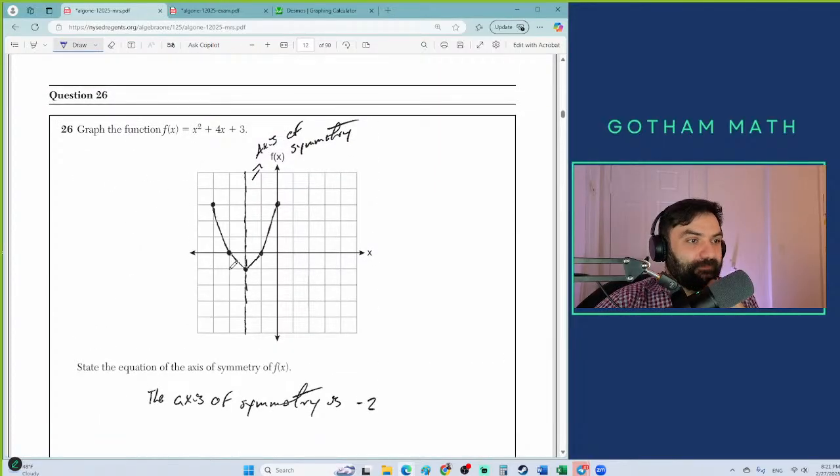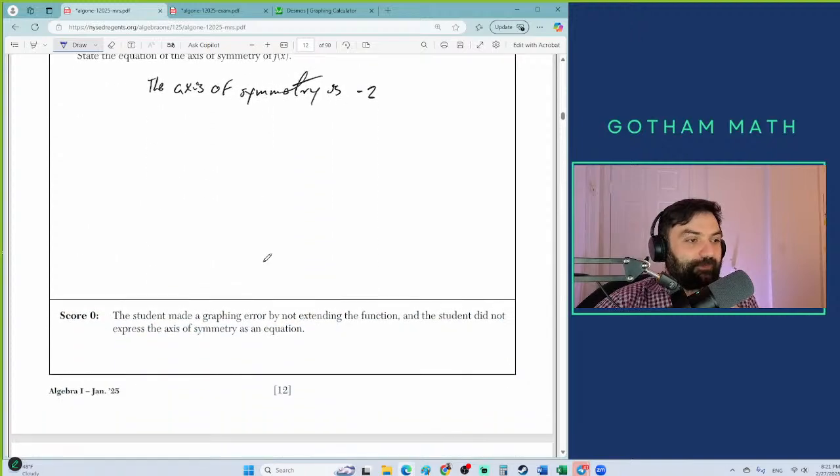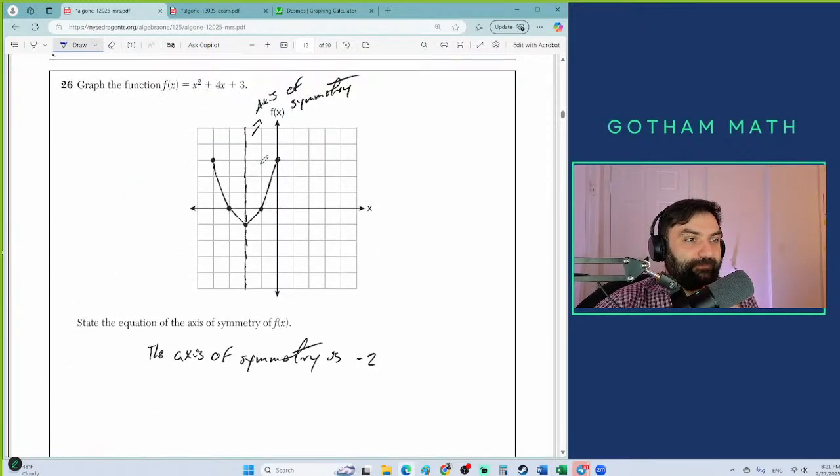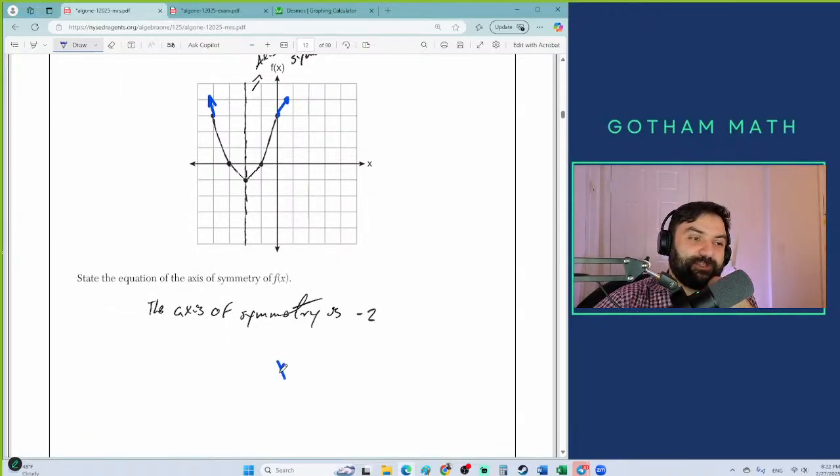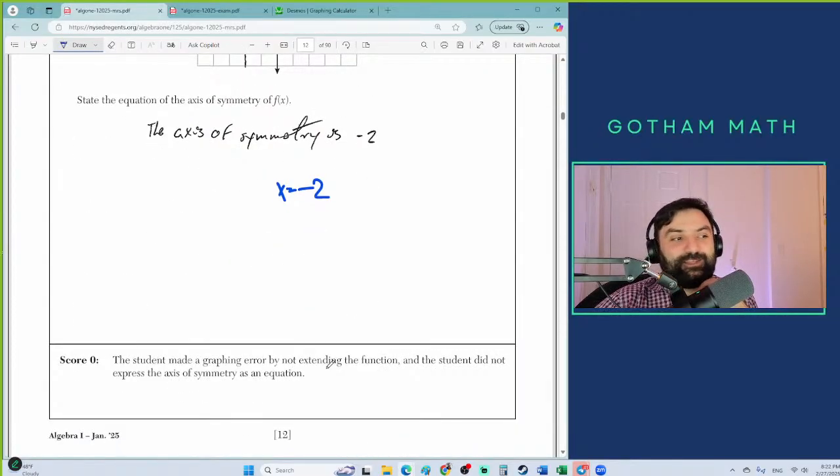0. Wow, look at this. Guys, well, this is a little harsh. This is a correct axis of symmetry. This is a correct looking graph, except what? Except you're probably supposed to put arrows. It doesn't really stop there. You're supposed to put arrows. And axis of symmetry is at -2, but it's like x equals -2. So giving this person not even 1 point is actually tough.